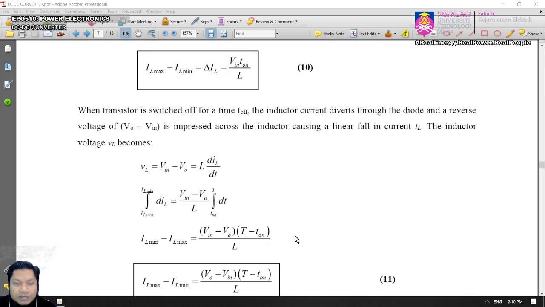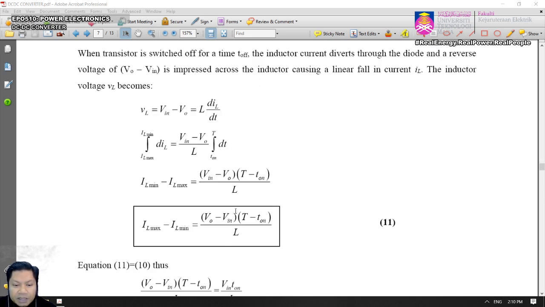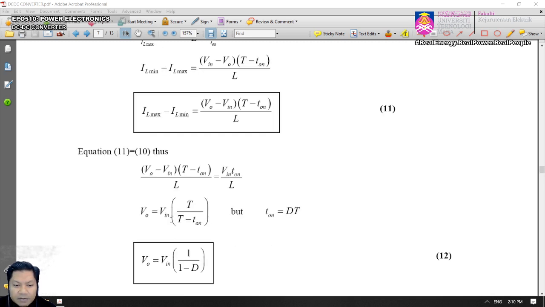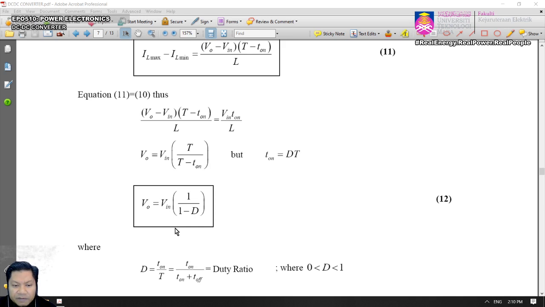So when the switch is off, we have VL equals V in minus V out, equals L dIL over dt. Now the limits are IL max to IL min, and V in minus V out over L integrated from T on to T. You solve that and equate it with equation 10 from just now, and finally you have V out equals V in over 1 minus D.